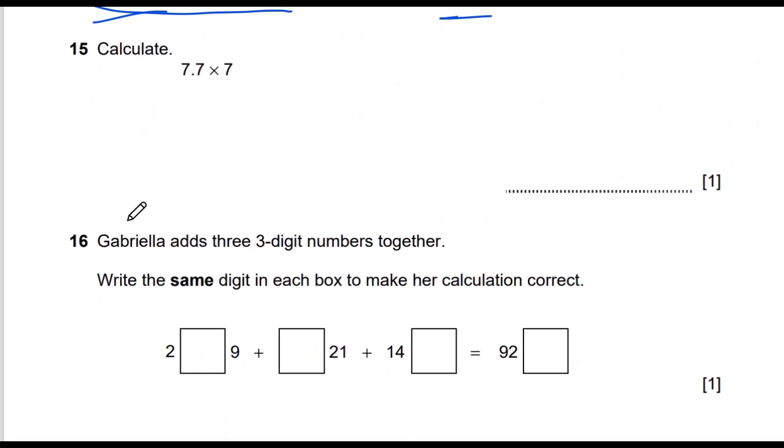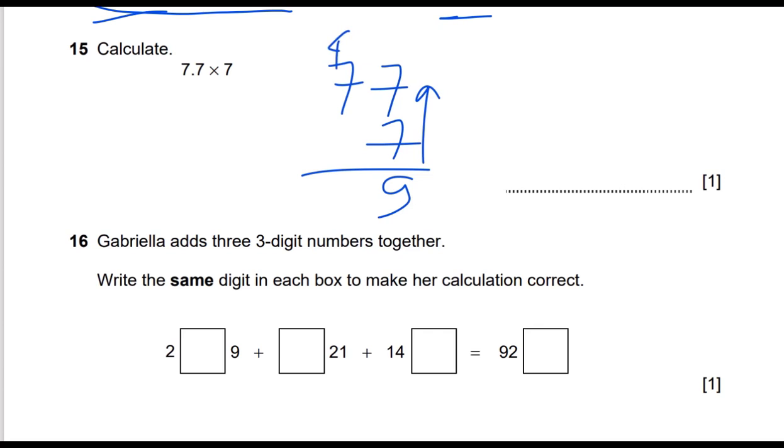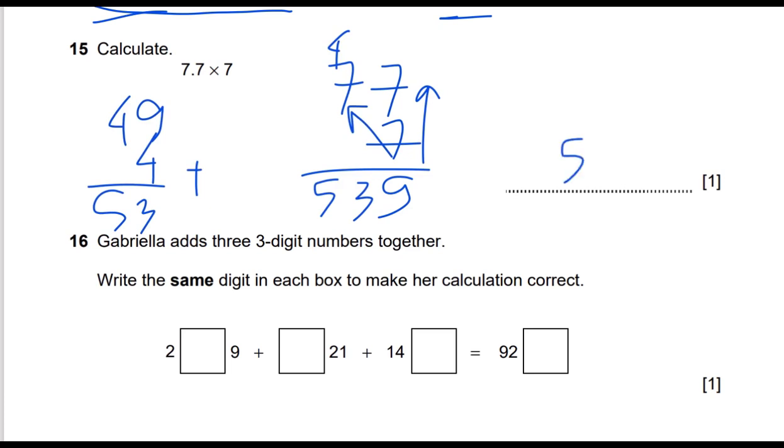Now, calculate 7.7 times 7. So 7 times 7 is 49, keep the 4 here. Now 7 times 7 again is 49, 49 plus 4 is 53, so 53 here. So 539, and there is one decimal, so we put one decimal here, so 53.9.